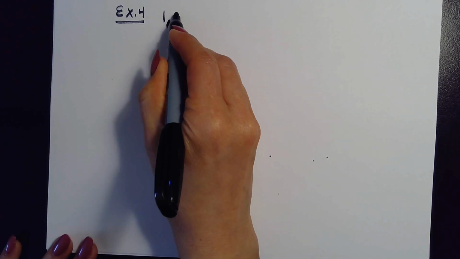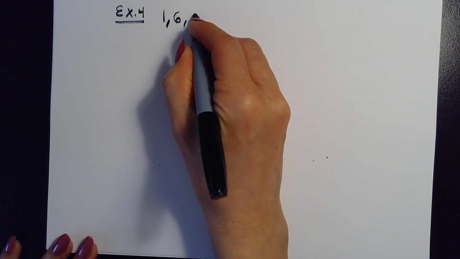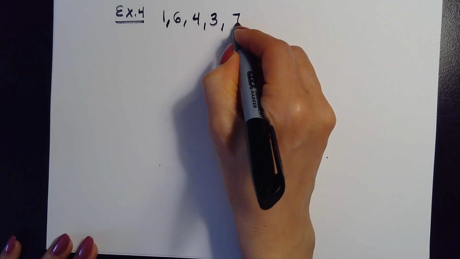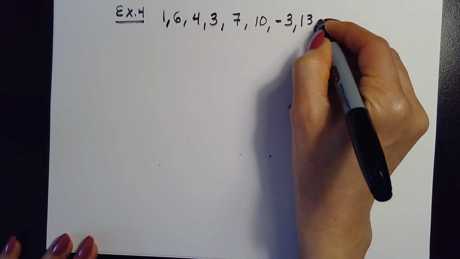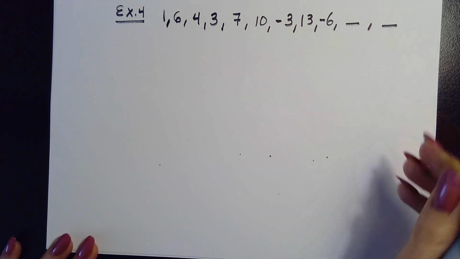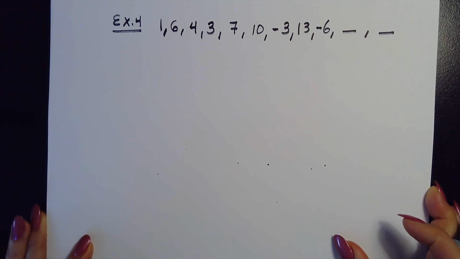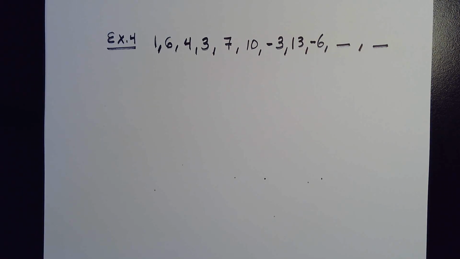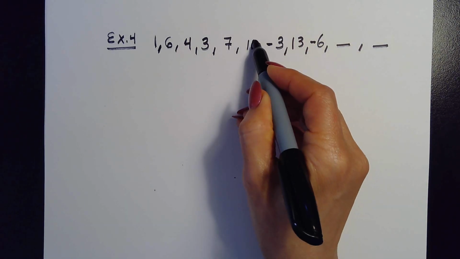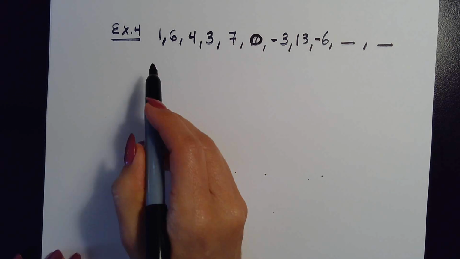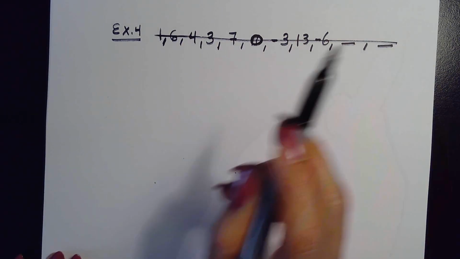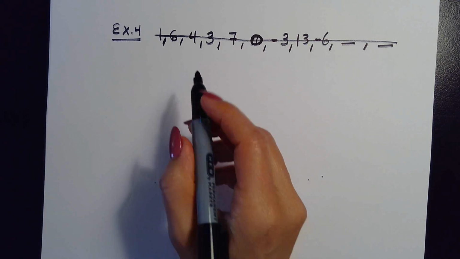Let me write it down. 1, 6, 4, 3, 7, 10, -3, 13, -6, and then the next two items must be found. Okay, so let me lower the paper a little bit. Oh, this is supposed to be a 0 here. I'm sorry, this is a 0, not a 10. I think I made a mistake. Let me rewrite it. I apologize. I'm looking at the paper here and I missed two numbers.